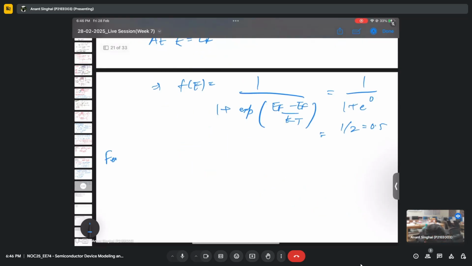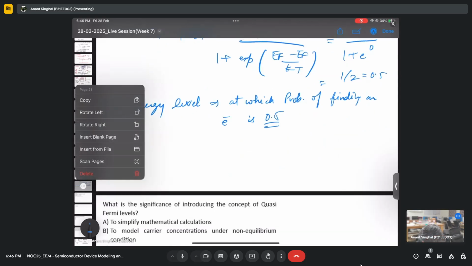So let me write that also. We have already discussed these things, but since it has come again in terms of modeling, the Fermi energy level is that energy level at which the probability of finding an electron is 0.5. This was a problem in the assignments also.